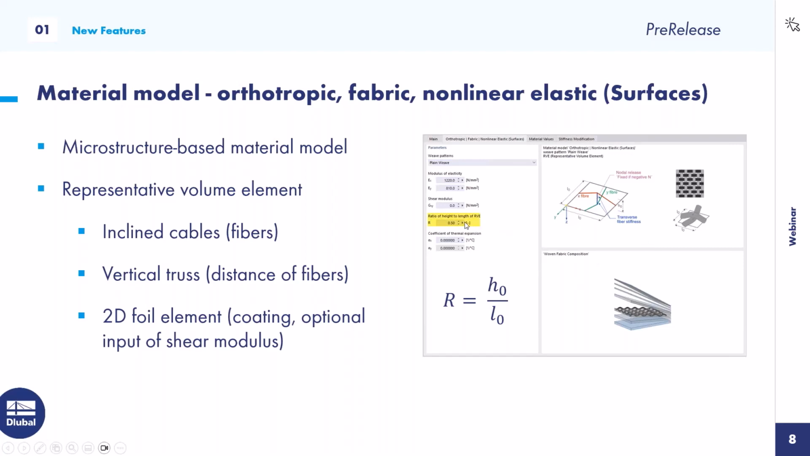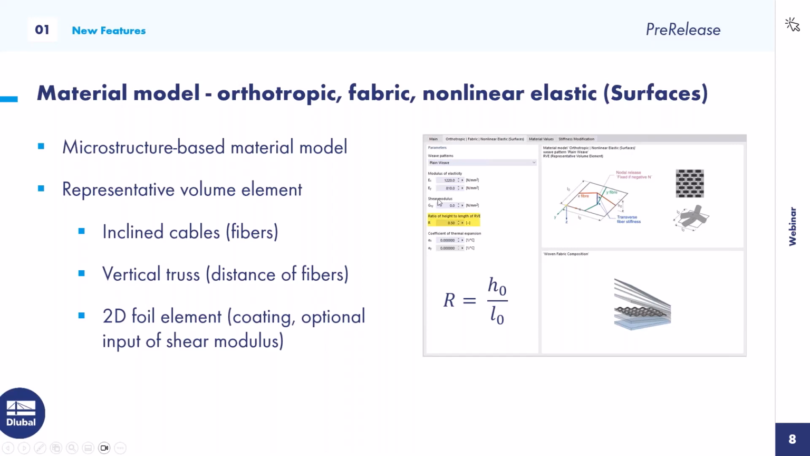So all you need to enter, of course, as always, if you have some material properties for the orthotropic material, you will need to enter them. And then you only need to enter a ratio of the height to the length of the volume element. So you can see the height is the stitch between both fibers, and the length is then one element most likely. So it's one part of the weave.